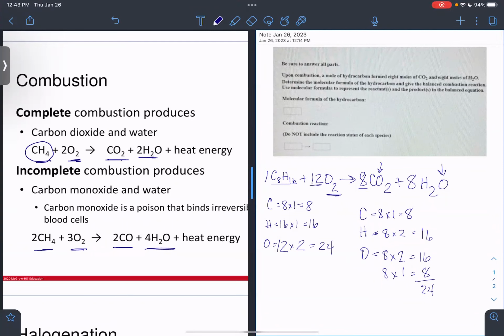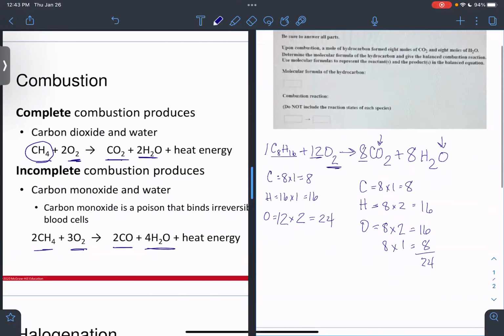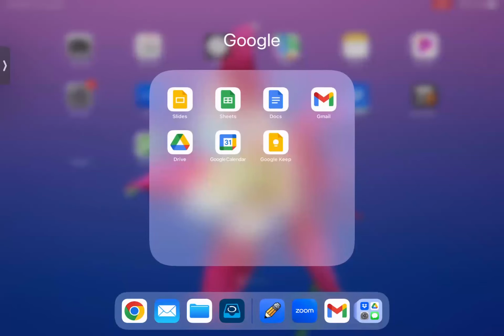So there's your filled in things, right? Now you have to write the whole chemical equation. So when you write it, you just don't write the one, it's understood. C8H16 plus 12O2 yields 8CO2 plus 8H2O. And that's it. That's what I wanted to do.